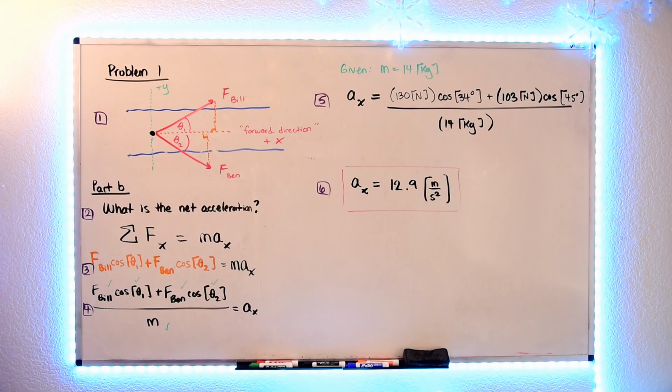Problem number 2. We used cosine because it's on the x. Yes. Not simply because it's on the x, it's because it's the adjacent side to the angle. The x in this case is the adjacent side to the angle when you draw the triangles. And then y is the opposite side. Awesome. Let's carry on then.